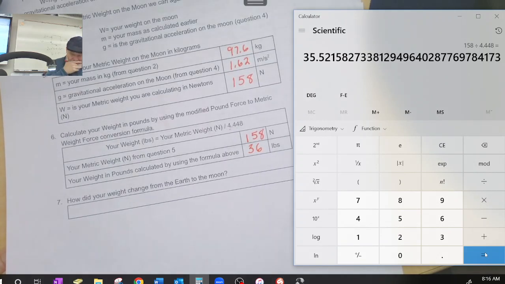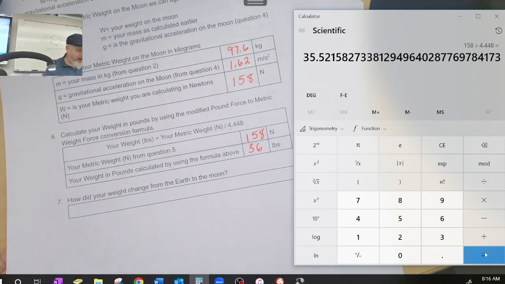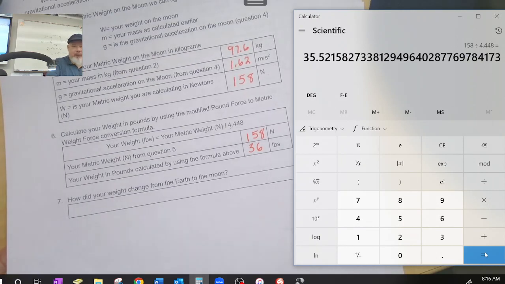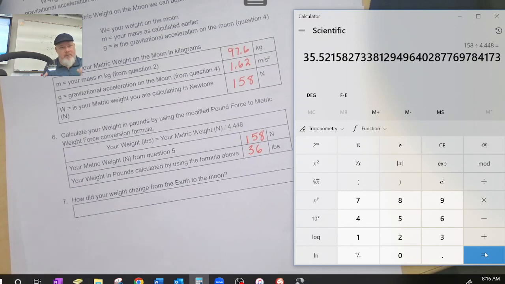Okay? That means if I weigh 215 pounds on the Earth, I weigh approximately 36 pounds on the moon. Why is that? Well, the moon has a lot less mass, so it has a lot less gravity. It's not pulling me as hard, so I don't weigh as much.